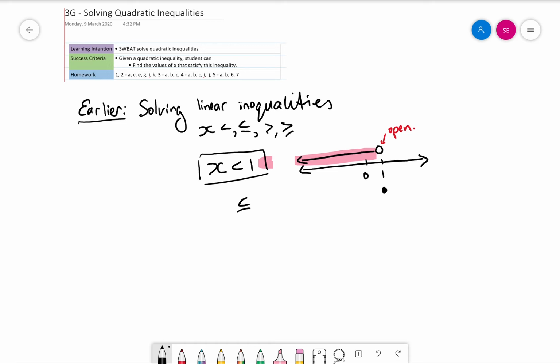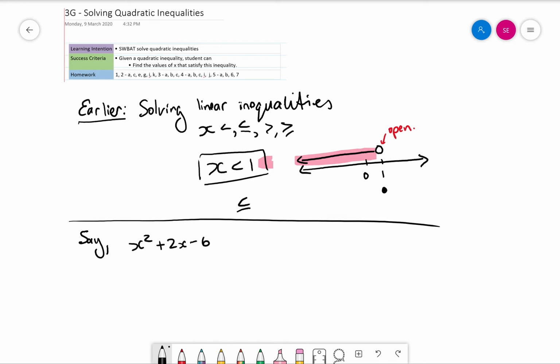Okay, so say we're given some inequality, x squared plus 2x minus 6 is greater than 0. What we want to do is find all the x values that make this true. So for example, let's see if x equals 0 satisfies that. We've got 0 plus 0 minus 6, which is equal to minus 6. Now that's less than 0, so that doesn't satisfy this inequality.